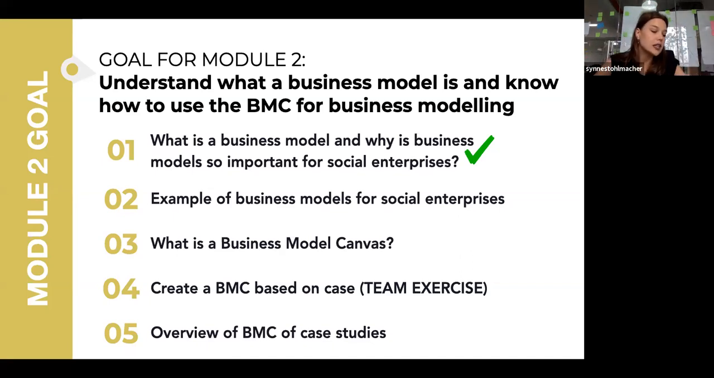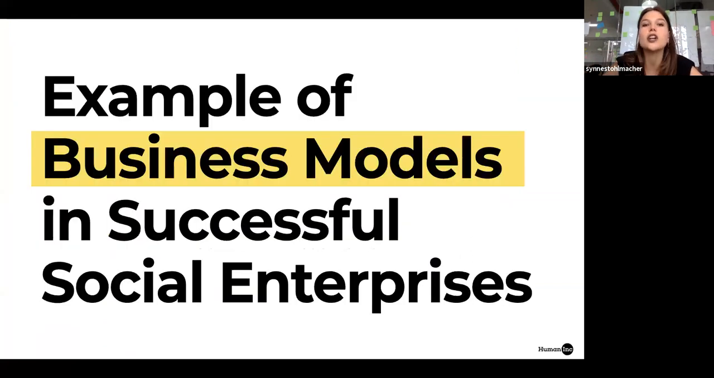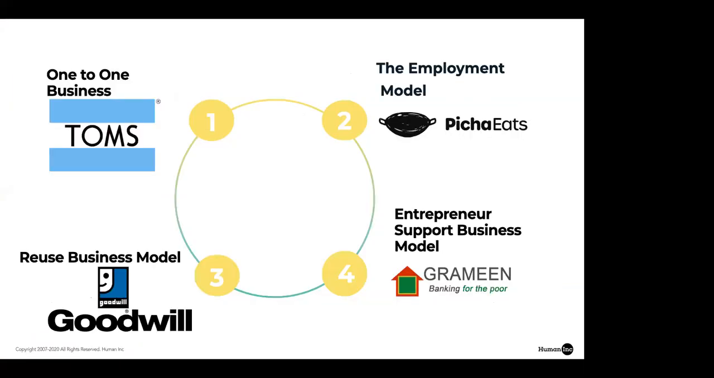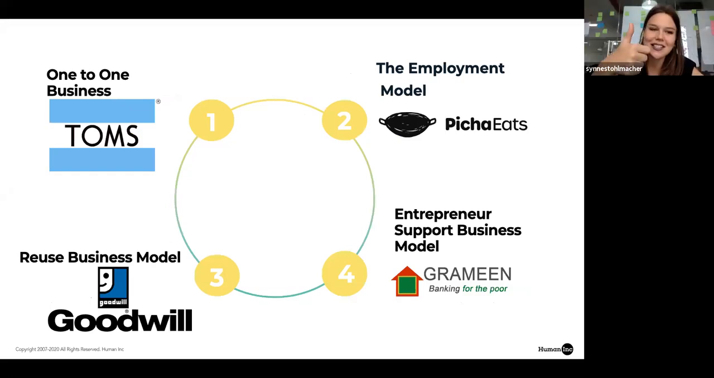Now we're going to be looking at a couple of examples of business models for social enterprises. There are some of these you might have heard about, some of these you might not have heard about. These four are not the only four social enterprise business models. These are just four selected ones. So there are other ways of doing it, but these are four pretty well-known ones. So the first one is a one-for-one business, of which an example is Tom's. They do both shoes and eyewear.